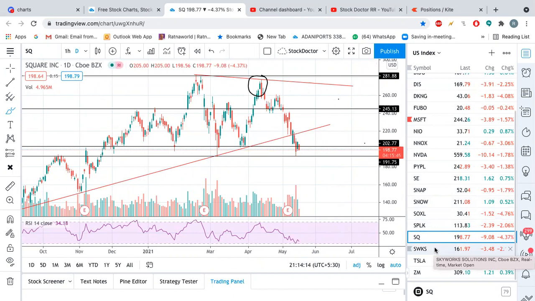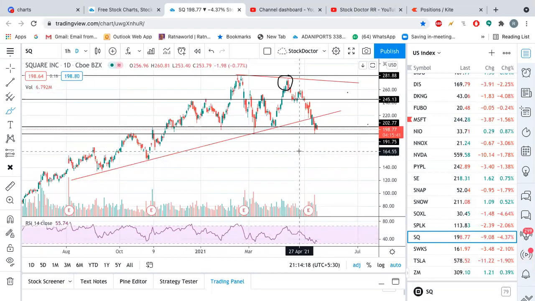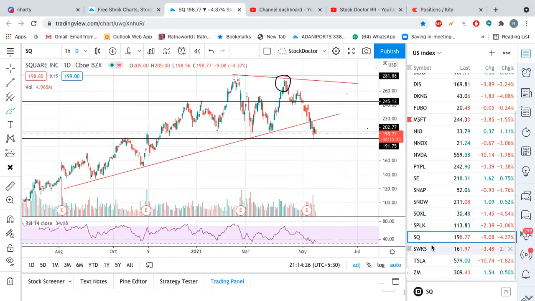So definitely for the investor, this is one of the stocks which can be accumulated at this level. And if it comes down more, then I will be giving the second accumulation zone.